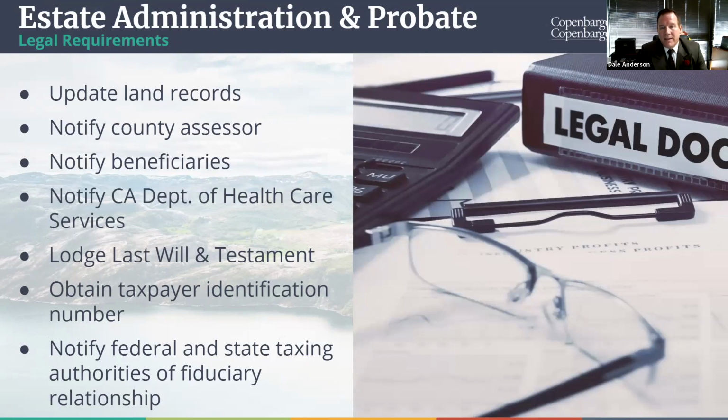First of all, it would be update land records. If there's any real estate or property in your name, those land records would have to be updated. For example, if I owned a property in my name, Dale Anderson just owned the property, and I wanted it to go to someone else when I die, how do I get that out of Dale Anderson's name into someone else's name? So the duty of the executor or administrator is to update those land records to get them from my name into the appropriate name.